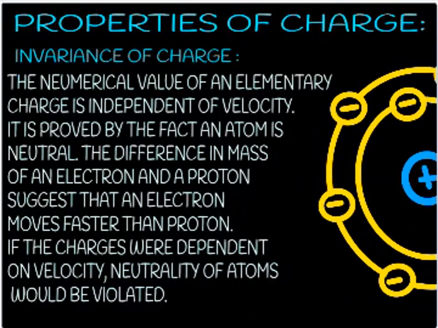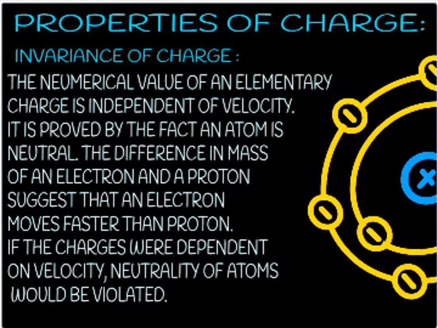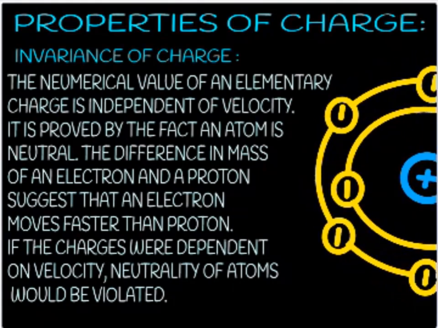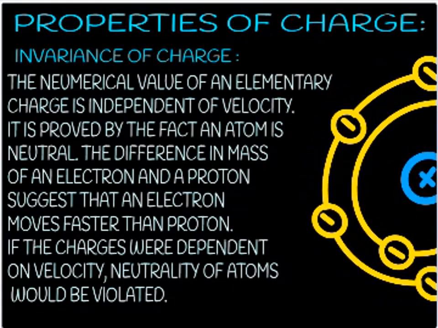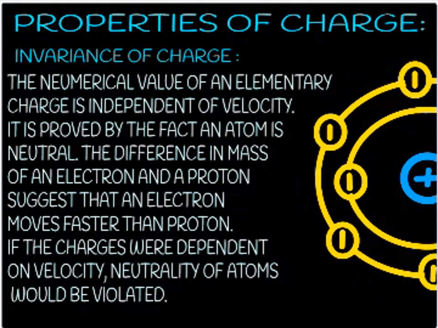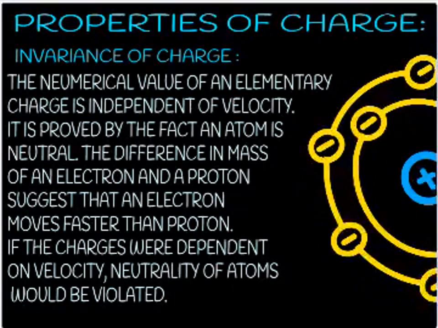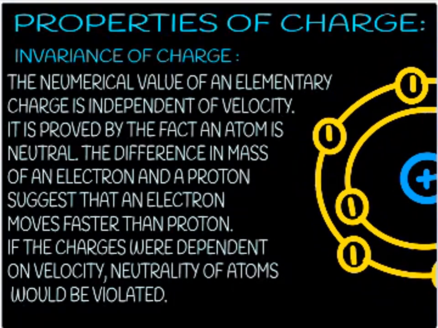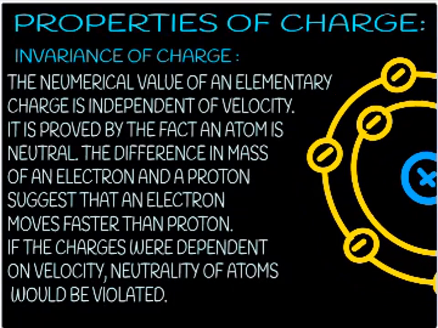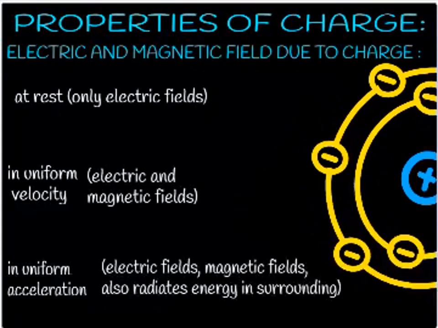The next property is the property of invariance of charge. The numerical value of an elementary charge is not dependent on its velocity. It is proved by the fact that an atom is neutral. From the previous slide we know that the charge on an electron and a proton is the same. So it is not the charge, it is the difference in mass of electron and proton that suggests that an electron moves faster in an atom than a proton. If the charges were dependent on velocity, neutrality of the atom would be violated.